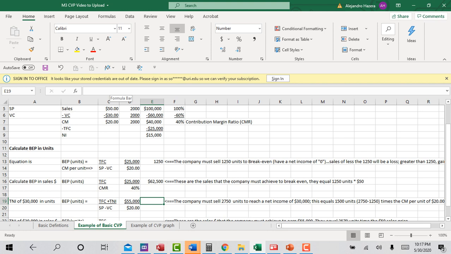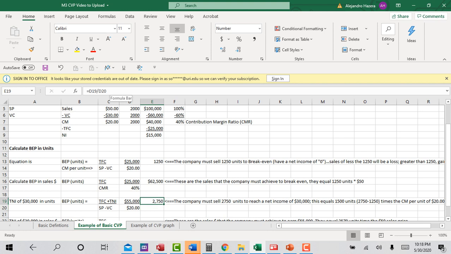Just conceptually, if you sell 1,250 units, that gets you to the break-even point, which is net income of zero. Once you sell 1,251 units, that one unit will give you $20 gross profit, which is your contribution margin. Two units, $40, et cetera. So let's see what we get here: 50,000 divided by 20.